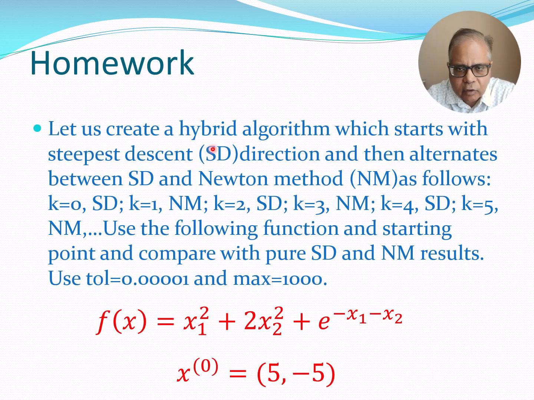Let me give you a homework problem so you can keep yourself busy. Let us try to create an algorithm which starts with steepest descent and then keeps changing between steepest descent and Newton as you go from k is 0 onwards. So when k is 0 we use steepest descent, k is 1 Newton method, k is 2 steepest descent, k is 3 Newton method, k is 4 steepest descent, k is 5 Newton method, and so on.